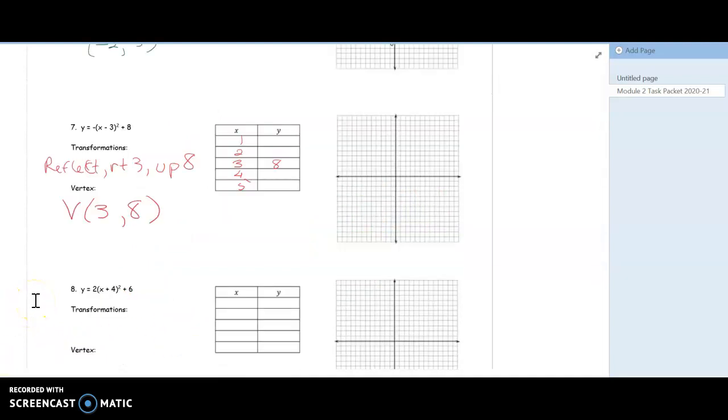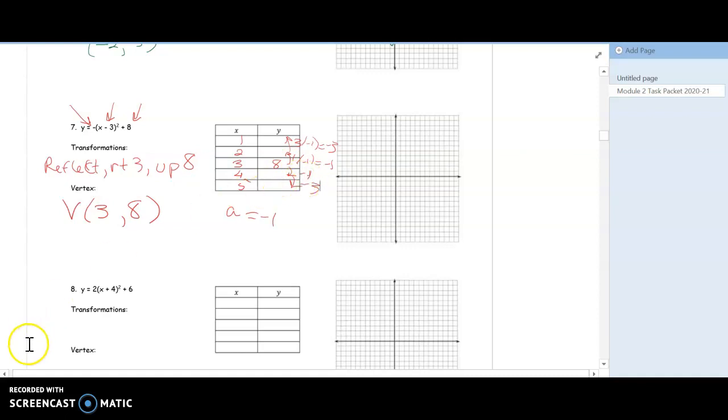Okay, now I'm going to reflect because the coefficient is negative. I'm going to move to the right 3, up 8, moves my vertex to 3, 8. I put the vertex in the middle of my table, and then 2 points to the left, 2 points to the right. Now remember, typically I go up 1, up 3. But now notice my a value is negative 1. I like just to multiply that by negative 1. I'm actually going to go down 1. Multiply by negative 1, I'm going to go down 3. Same thing the other way. I'm going to go down 1, down 3.